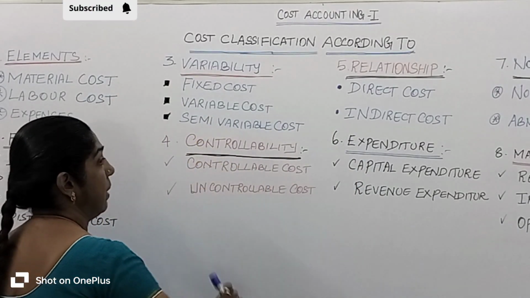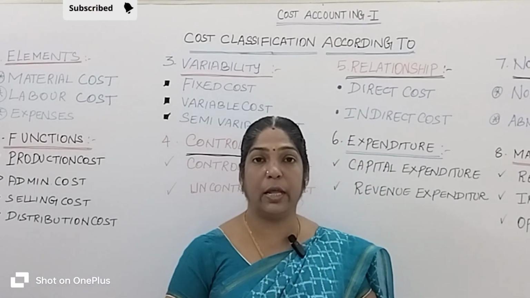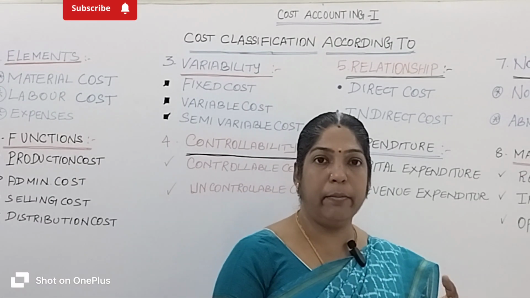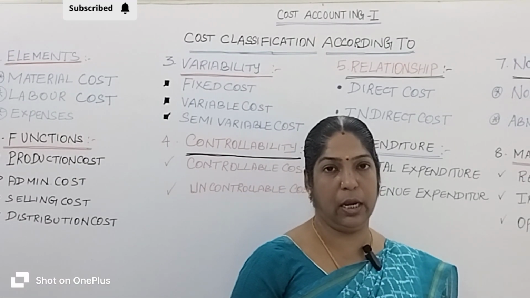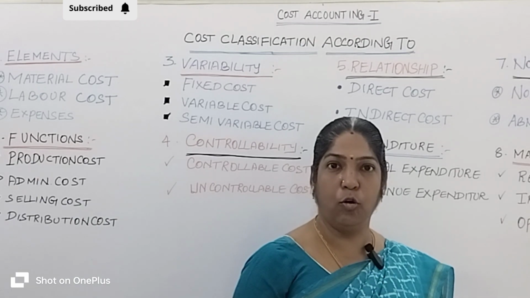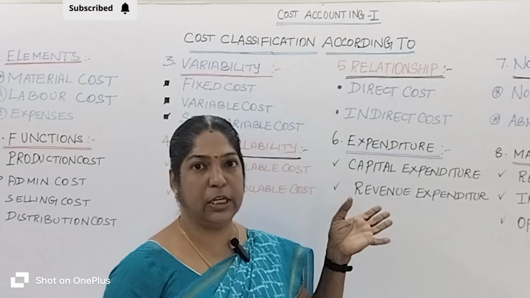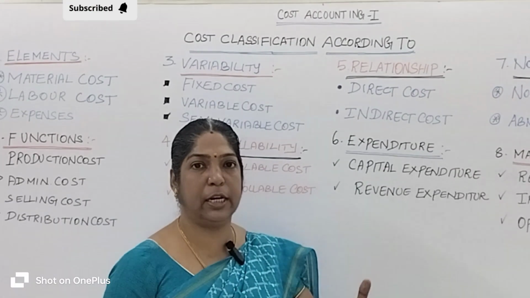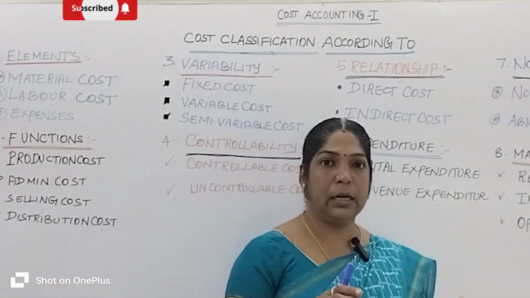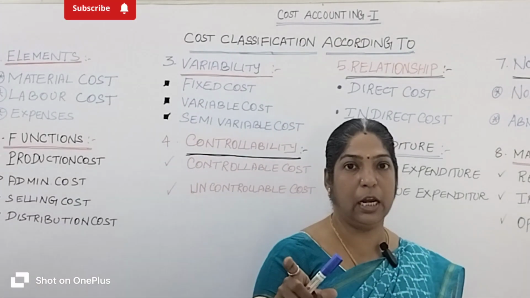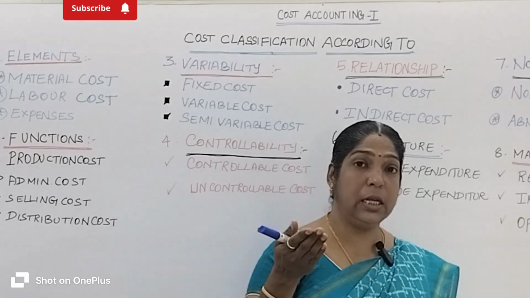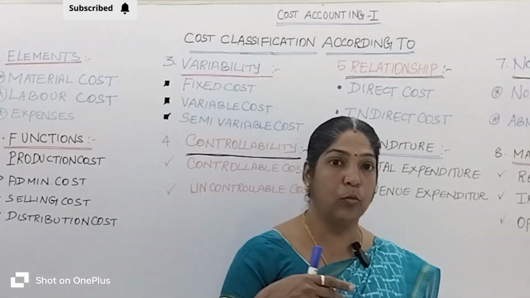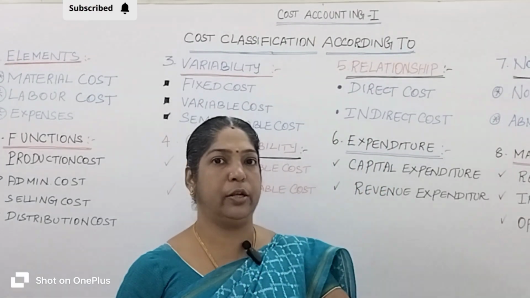Let's come to the next, semi-variable cost. What is meant by semi-variable cost? Semi-variable cost means it has both fixed cost and variable cost. It remains fixed up to certain limits, but partly changes with the production activity. Say for example, let's take a telephone bill. The minimum monthly charge of the telephone is fixed. When you make more calls, the extra charges will increase.